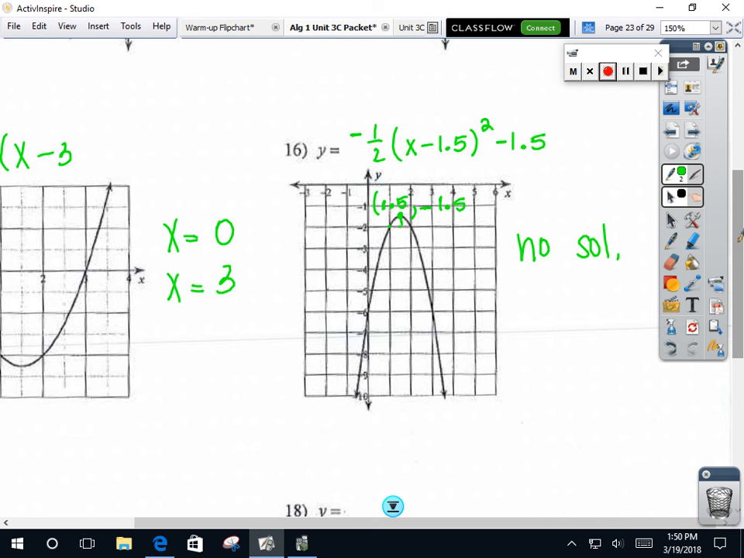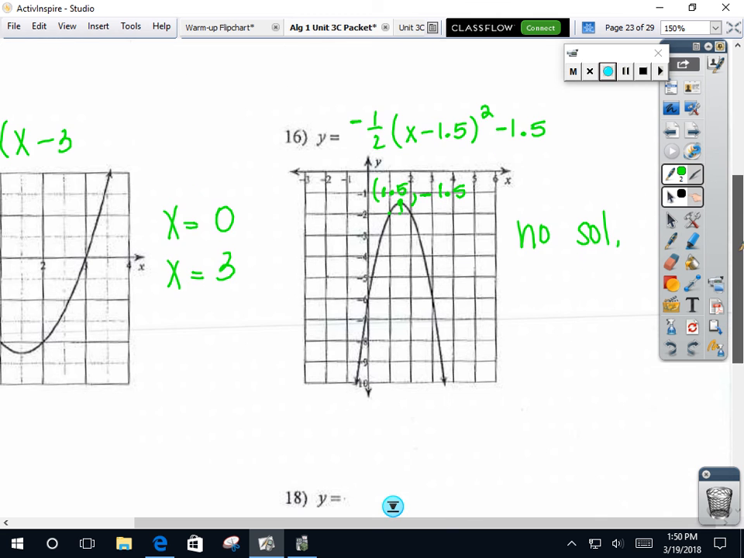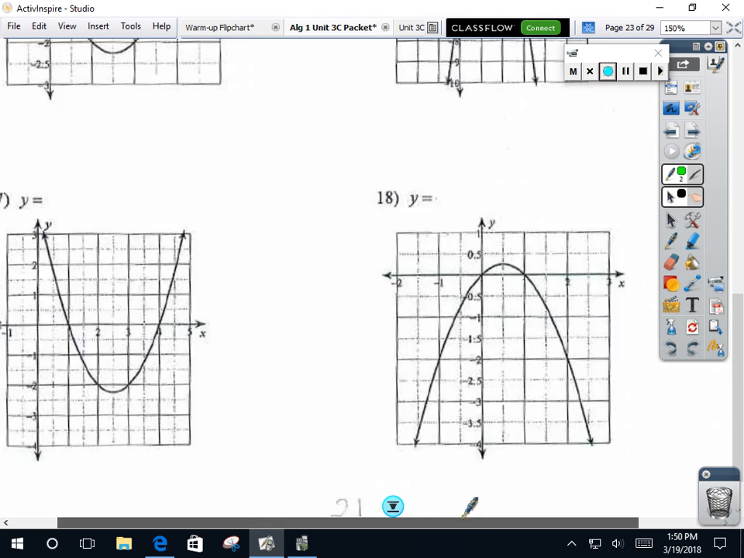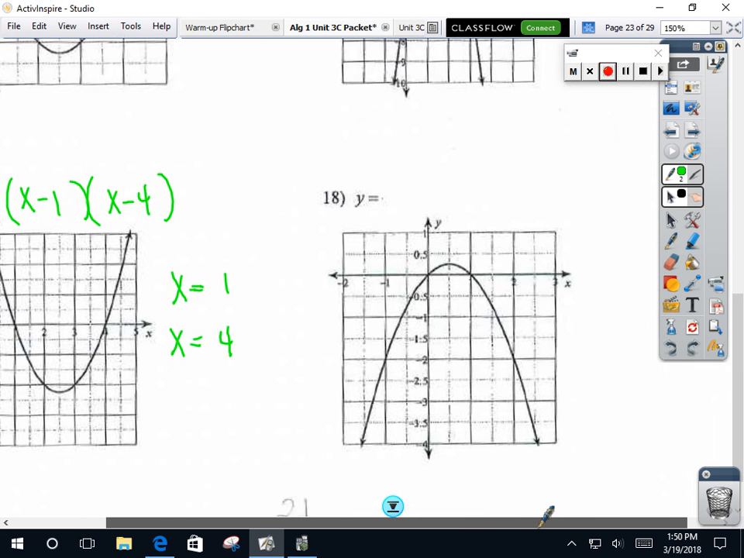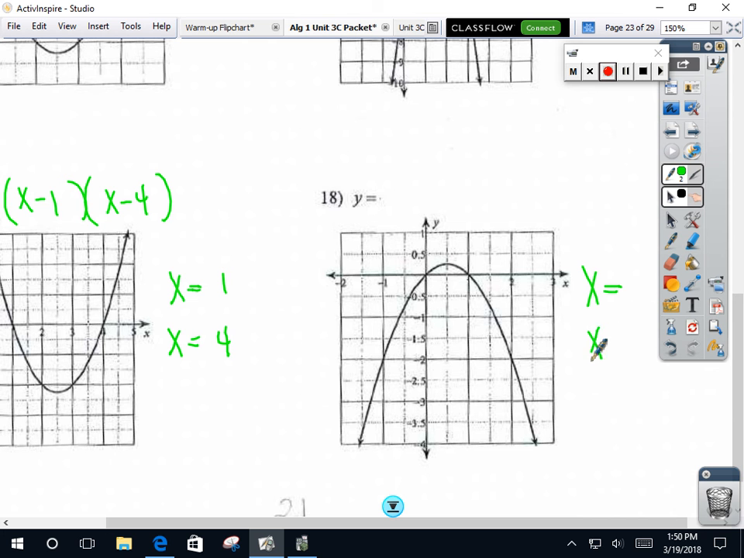All right, number 17. Everybody got that? Number 17, what are the solutions? And so in factored form, that would be... Okay, number 18, what are the solutions? Okay, so as factors, that would be... Well, yes, -x because it opens upside down, and then x minus 1.